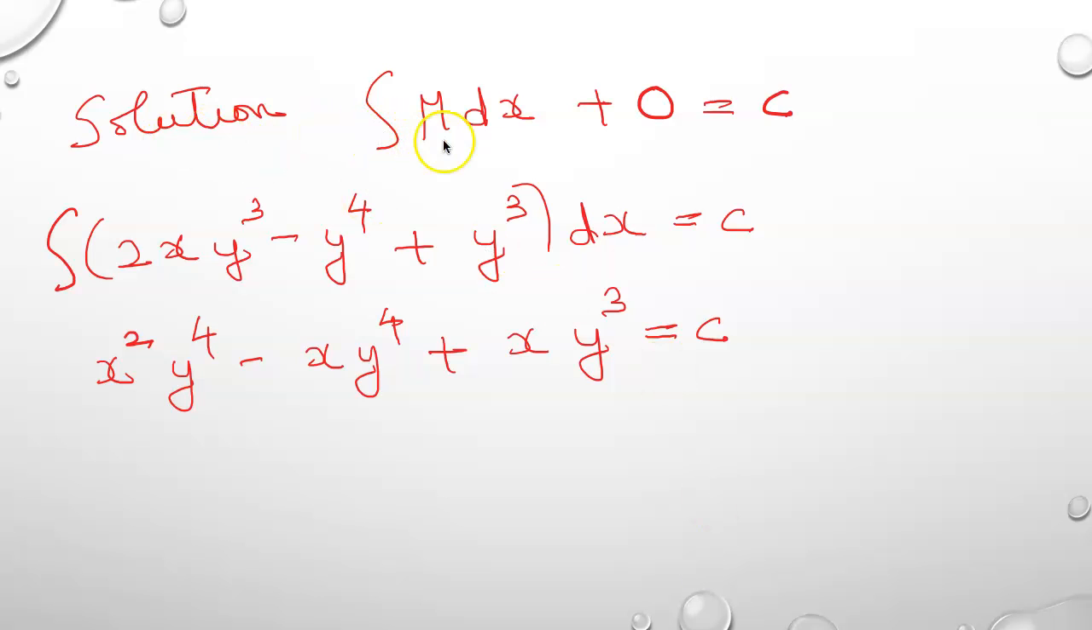So your solution is integral M dx. There is no term in x in N, so it is plus 0 equal to c. So I get integral of (2x y cubed minus y raised to 4 plus y cubed) dx equal to c, or x squared y cubed minus x y raised to 4 plus x y cubed equal to c.